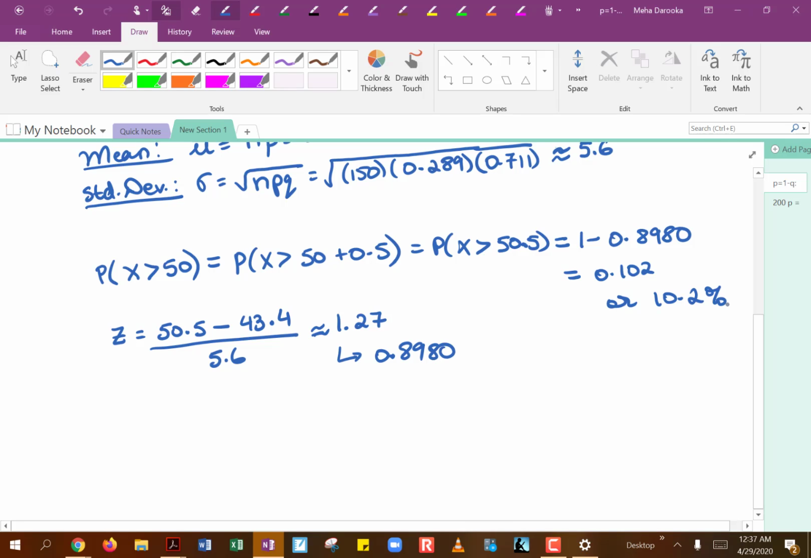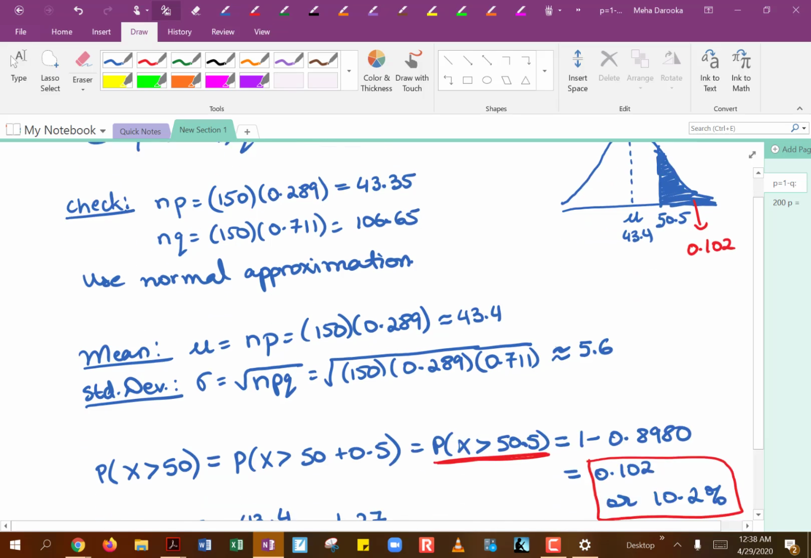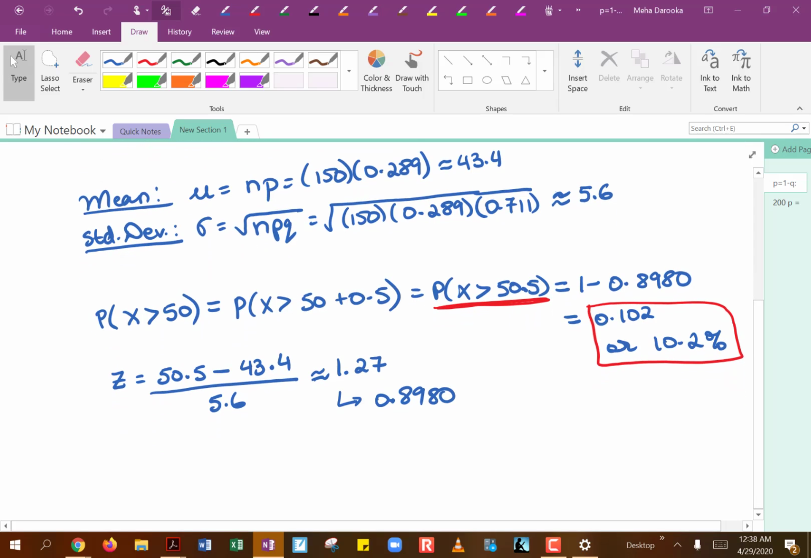Okay, so we have our probability for x being greater than 50.5. We are saying this is going to be 0.102 as the area, or in probability 10.2%. So we are basically saying if you have a random sample of 150 people from State College, then the probability that more than 50 people are not college students will be 10.2%. So let's go ahead and write that down.